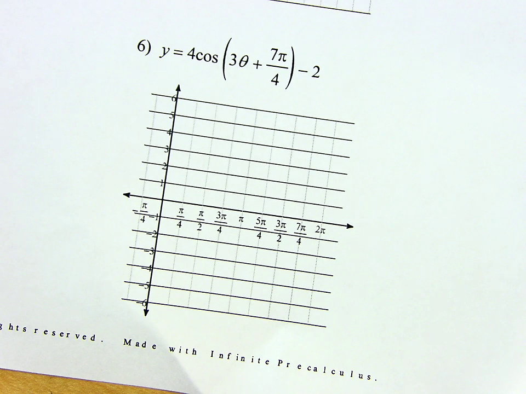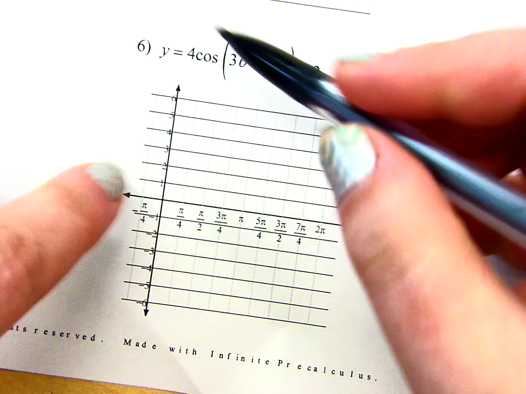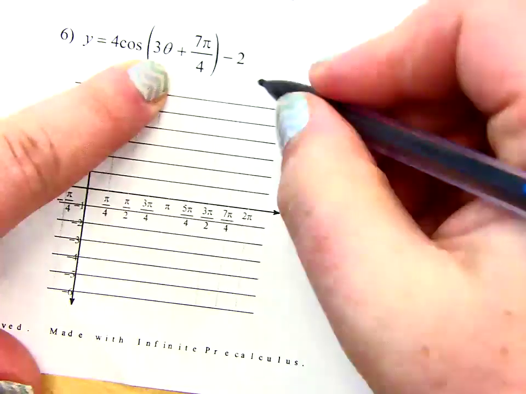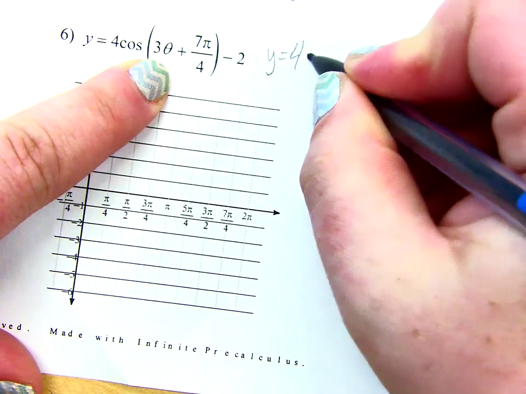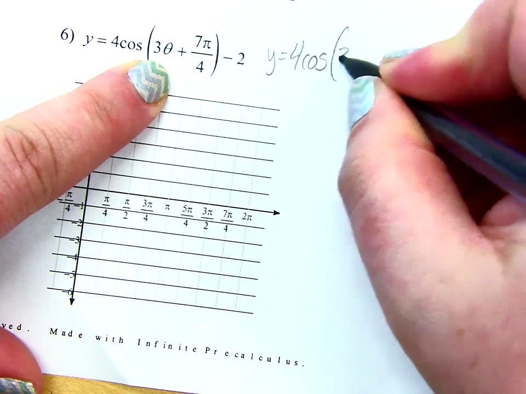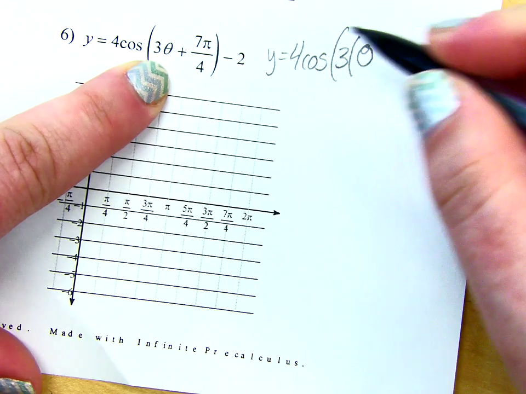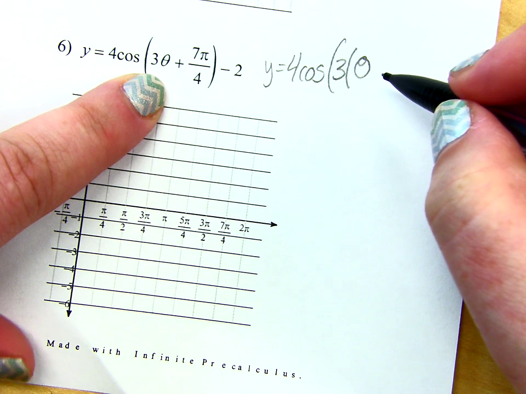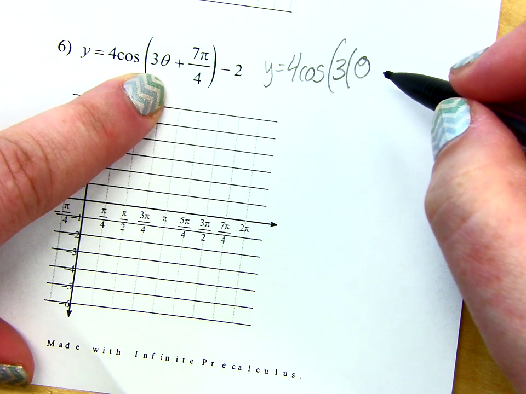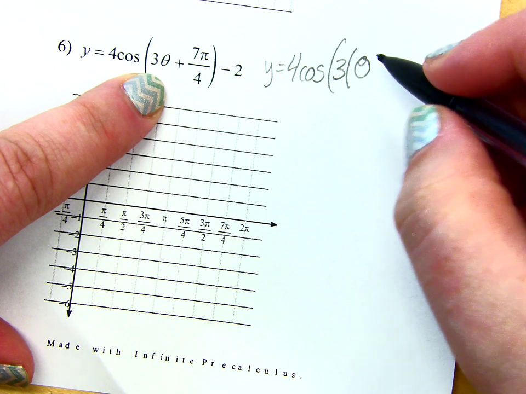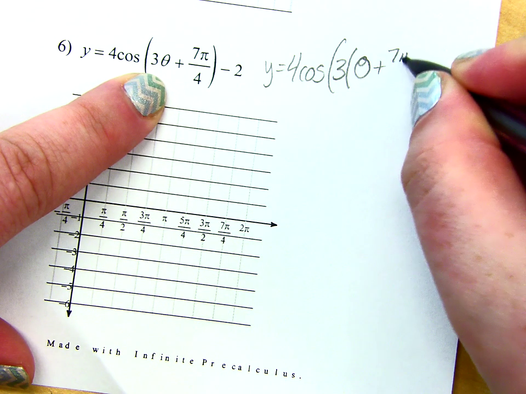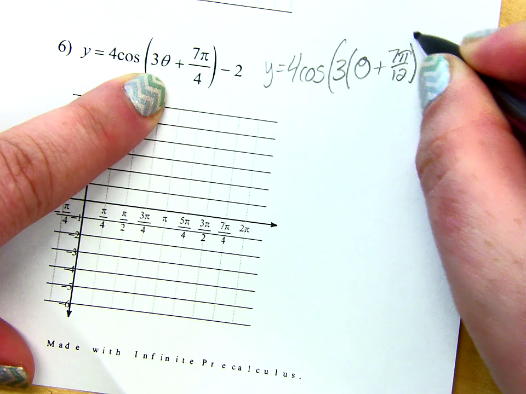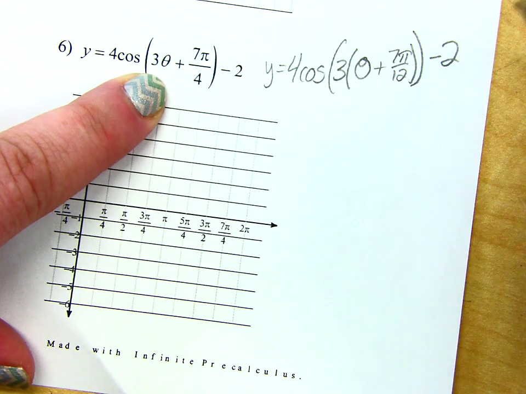Okay, so we're looking at number 6. I have a number in front of theta, so I'm going to have to factor that out. Before I begin, I'm going to rewrite this. Y equals 4 cosine. If I factor out a 3, what will I have? Yes, 7 pi over 12. And then I have a minus 2.